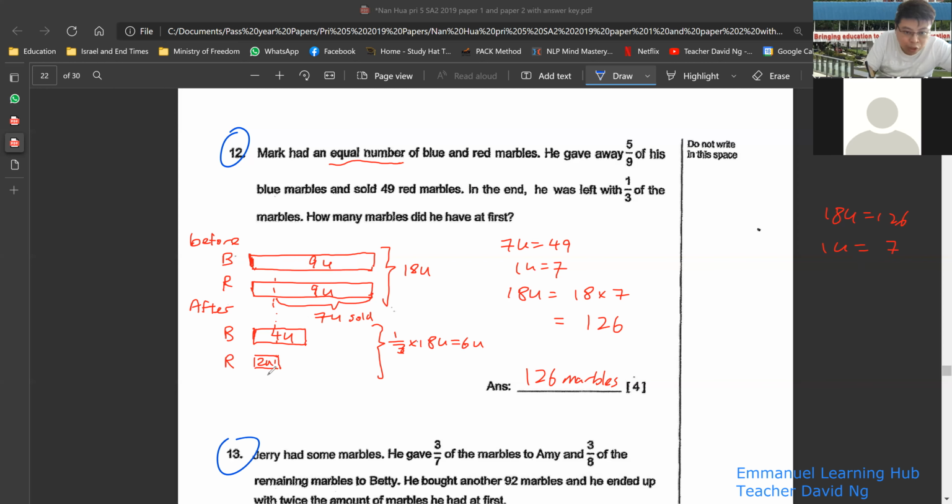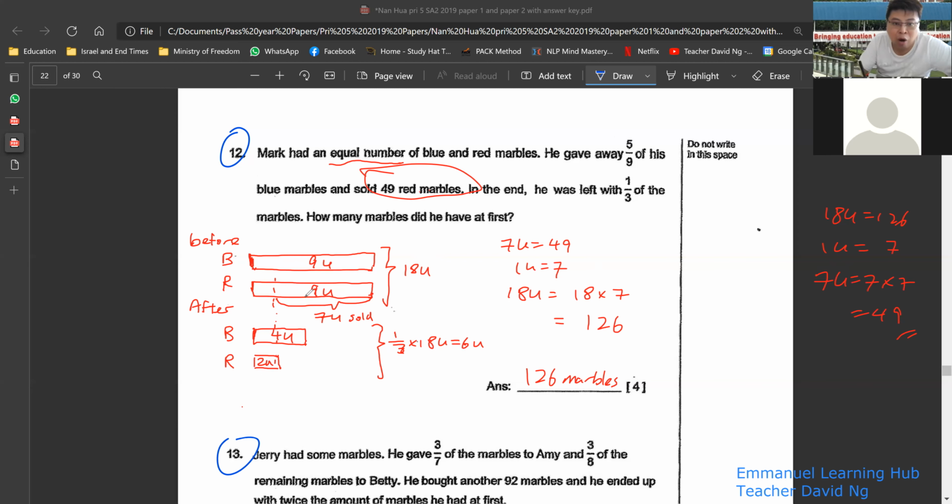But how do you know this 2 unit is correct? So you back check 2 unit. How do I get this 2 unit? This 2 unit, right, is because of 6 unit. How do I know this 6 unit? Because 1/3 of the marbles. Okay, 1/3 of 18 units. Okay, 6 unit. Okay, that's how I know it's 2 unit. Then it's correct. Okay, then you back check 2 unit, right? Then you verify. Okay, confirm it's 7 units sold. So 7 unit, right? 7 times 7, 49. Did I get 49? Yes, I got 49.